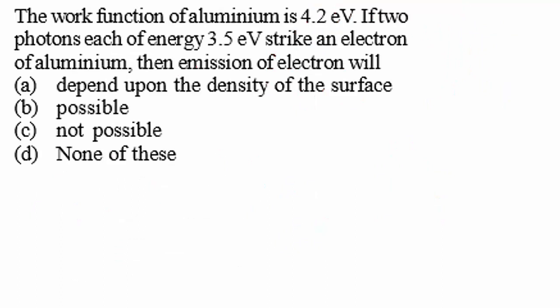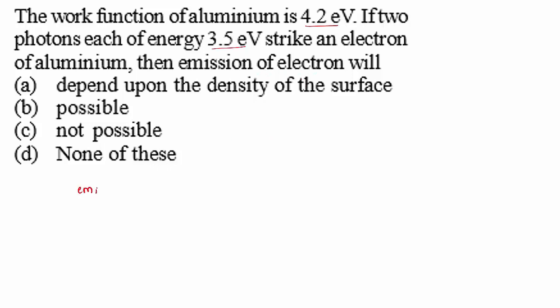The work function of aluminium is 4.2 electron volt. If two photons, each of energy 3.5 electron volt, strike an electron of aluminium, then emission of electron will be. So first we have to know what emission of electron is. What do you mean by emission of electron?